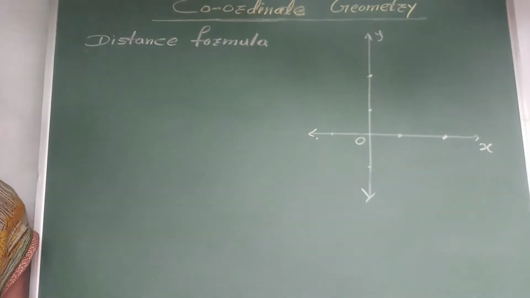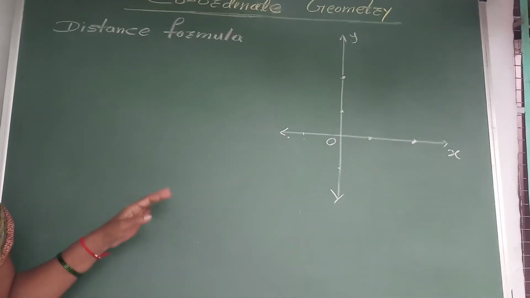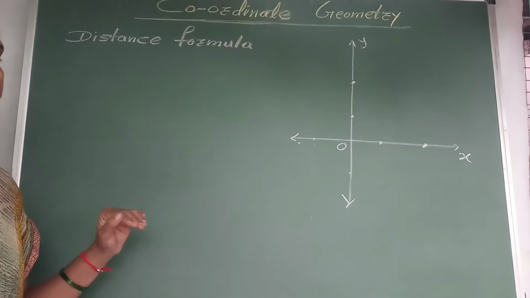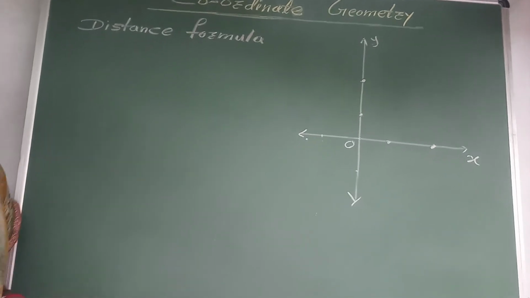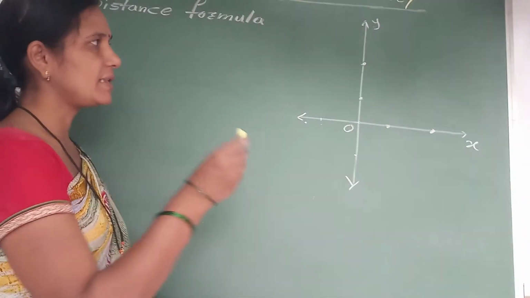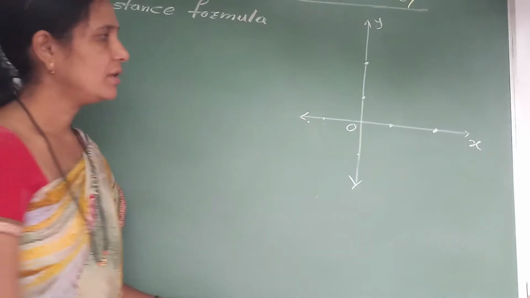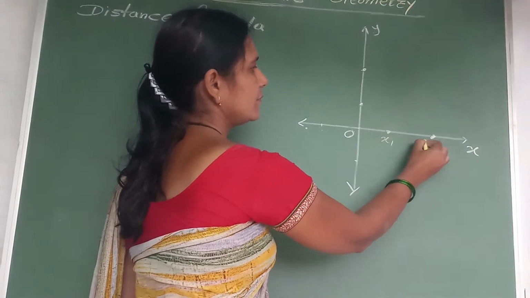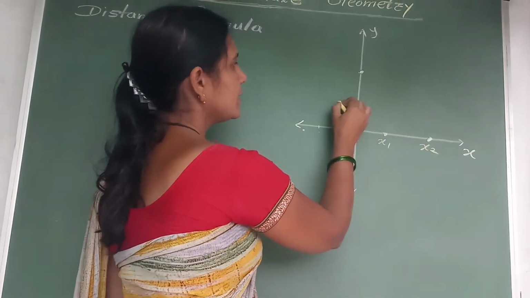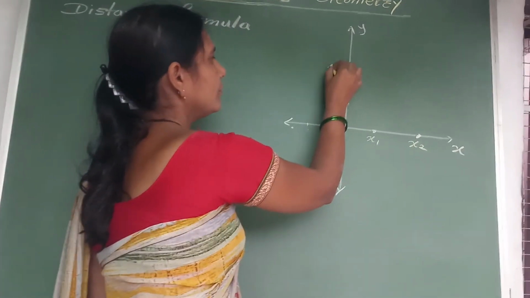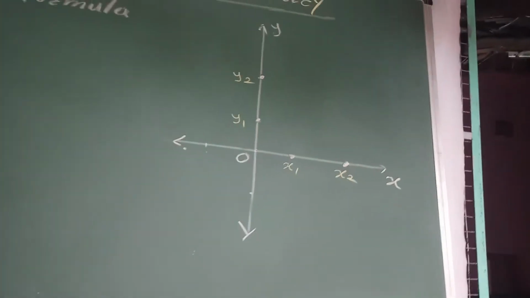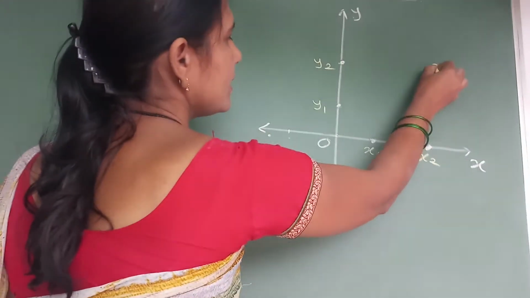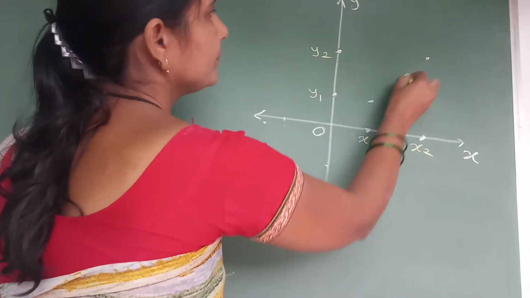Now in the previous video we discussed how to find the distance between 2 points. By using this, we can find the distance formula. For this, let us consider the x-axis and y-axis. This point we write here as x1, x2. This is y1, y2. Now we have to find the distance between 2 points, that is A, B.